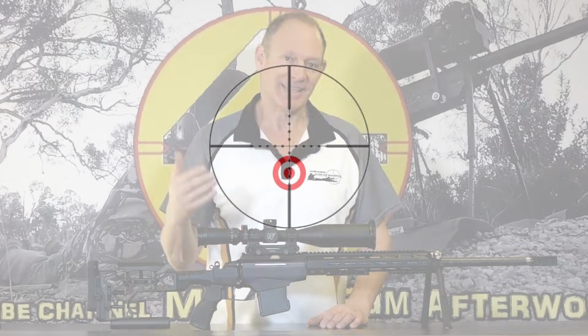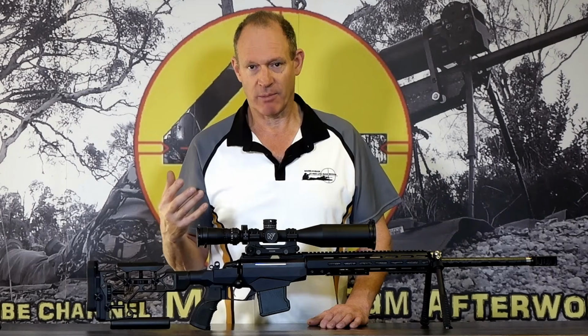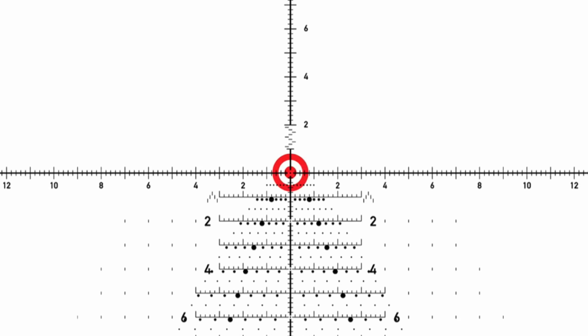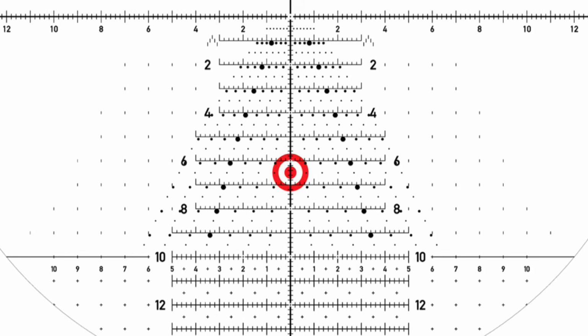There's various ways that you see reticles that do those types of things, and now you see a lot more complicated reticles if you're paying attention. There's all sorts of dots all over them. That's for exactly that reason. You hold over by the right amount.